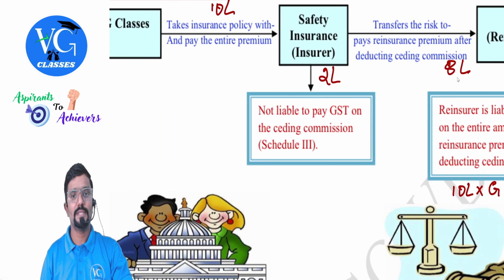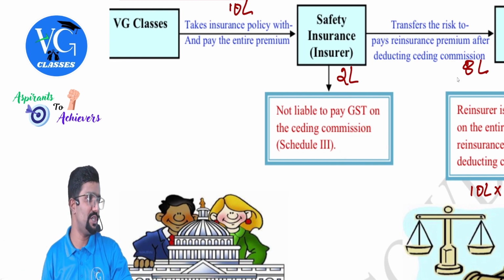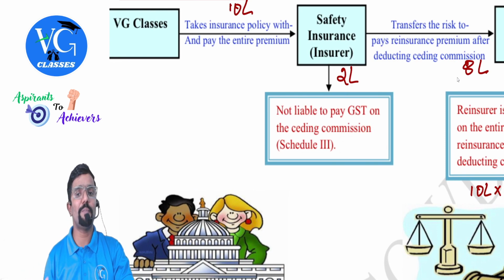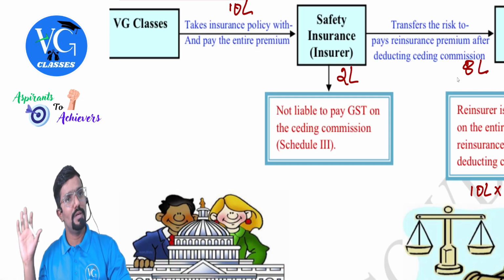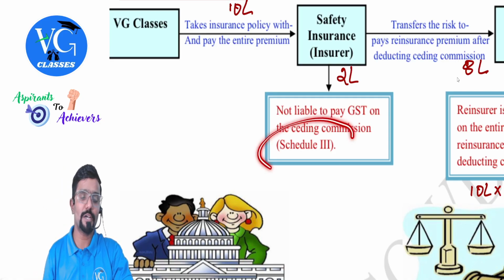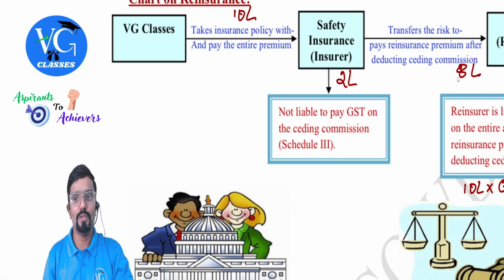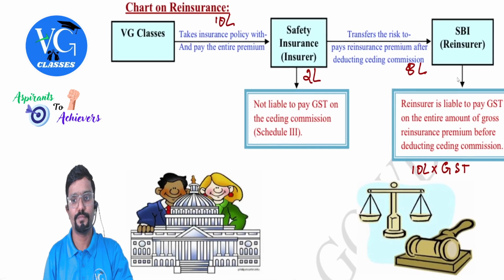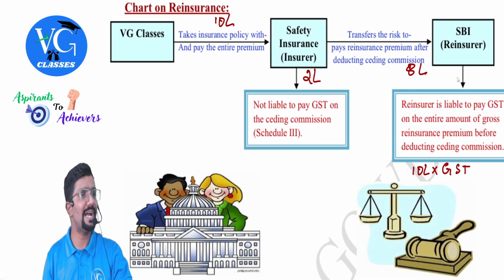Now they are telling Safety Insurance, as they already paid in full, you need not pay GST. Not liable to pay GST on ceding commission, even though they are earning 2 lakh. On that, GST is already paid by whom? SBI. So should they pay GST again? No. It is a part of Schedule 3. Hope you understood. Guys, listen here.